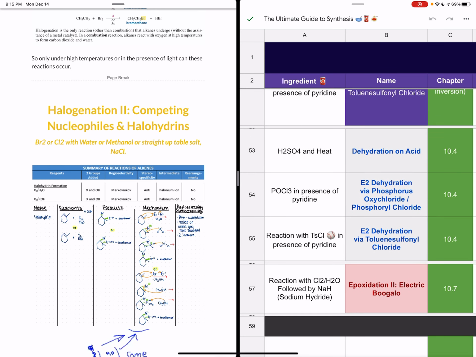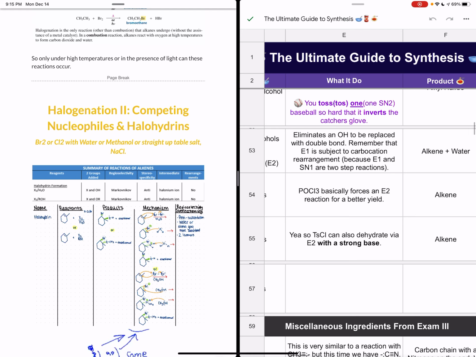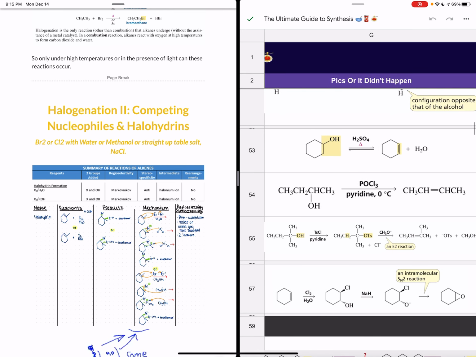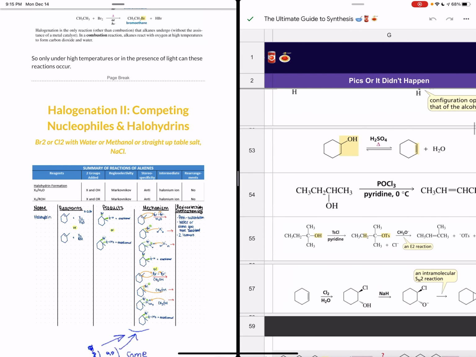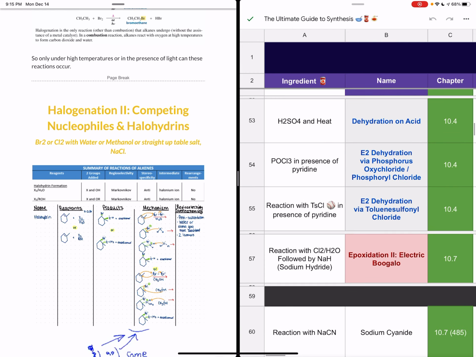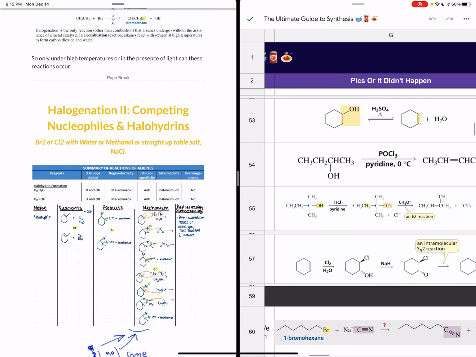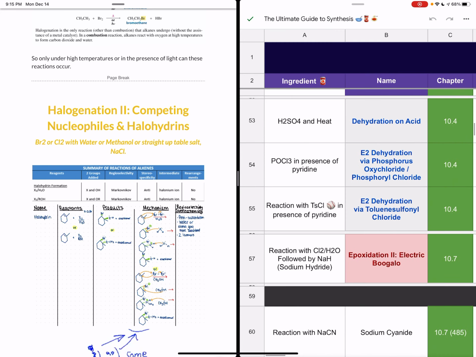These are different kinds of dehydrations that we can do. We already did dehydration on acid. If we add POCl3, it forces an E2 reaction for a better yield. So POCl3, I think, is just like a bulky something, I don't know, and it's going to create elimination for you. I don't know how I can remember that. Pockle, you eliminate your pockets in your genes or something, and it's not conducive to carrying things. TsCl can also dehydrate and do an E2 type of deal.